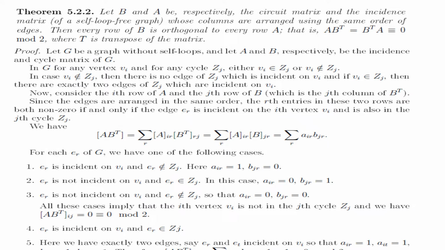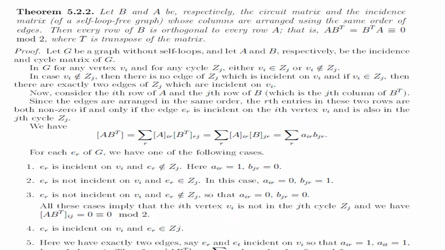Here A_ir is equal to 1, B_jr is equal to 0. Second case: Er is not incident on Vi and Er belongs to Zj. In this case, A_ir is equal to 0, B_jr is equal to 1. Third case: Er is not incident on Vi and Er doesn't belong to Zj, so that A_ir is equal to 0, B_jr is equal to 0. All these cases imply that the ith vertex Vi is not in the jth cycle Zj, and we have (AB transpose)_ij equal to 0, congruent to 0 mod 2.